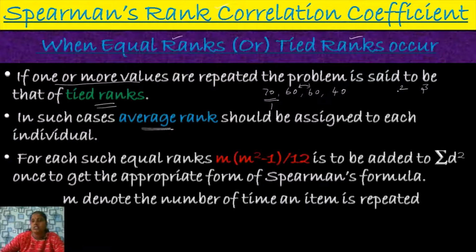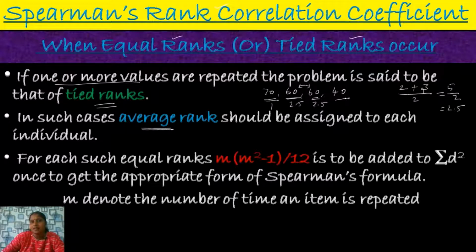To resolve this, you have to add these ranks and take the average. That is, adding 2 plus 3 and dividing by 2, you get 5 by 2, that is 2.5. So you have to assign 2.5 to 60 in both cases. This is how you resolve the tie between the ranks.